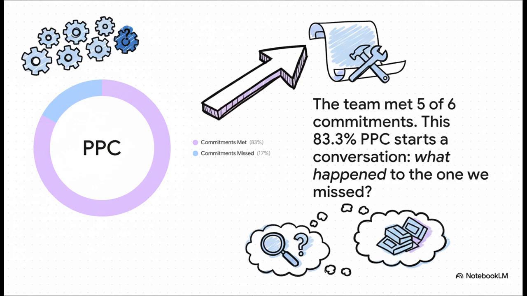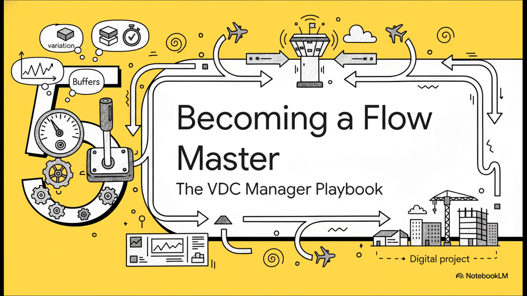So now the whole team can have a really productive, totally blameless conversation about why that one commitment was missed. Was the task bigger than they thought? Did they need info from another team? This simple number drives real, honest improvements week after week. And the person who gets to pull all these levers, managing variation, creating buffers, tracking reliability, that's the virtual design and construction manager. They're the flow master.